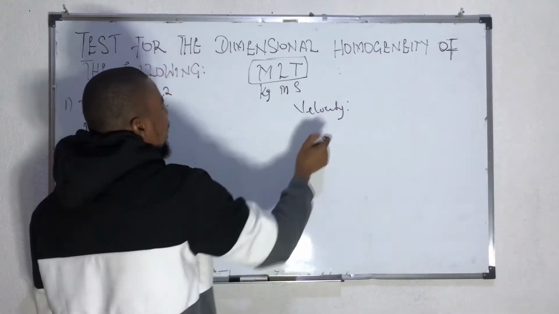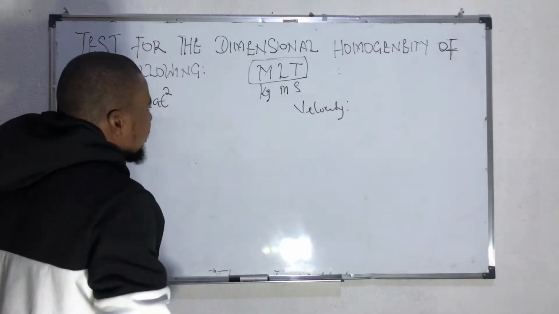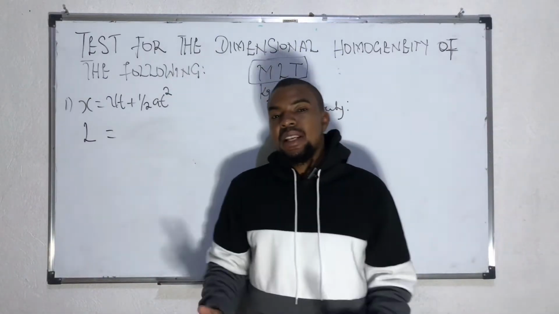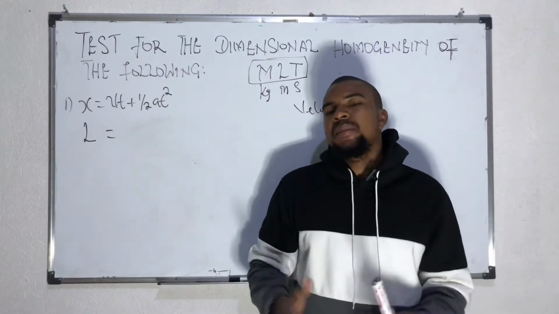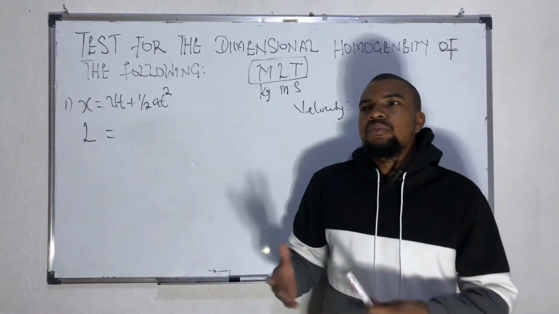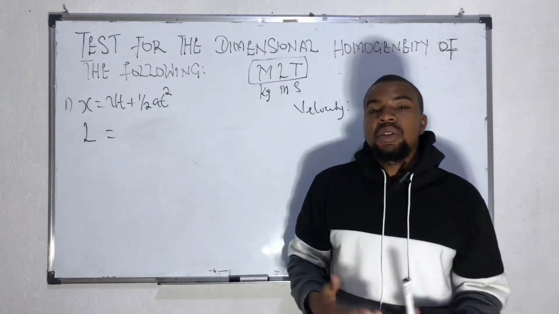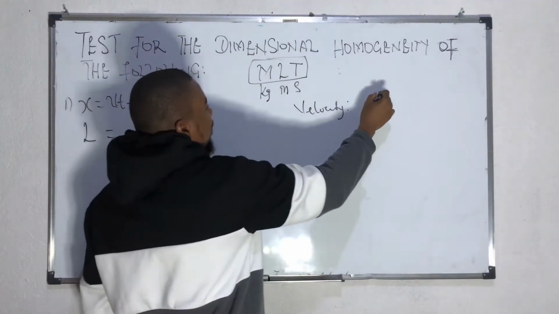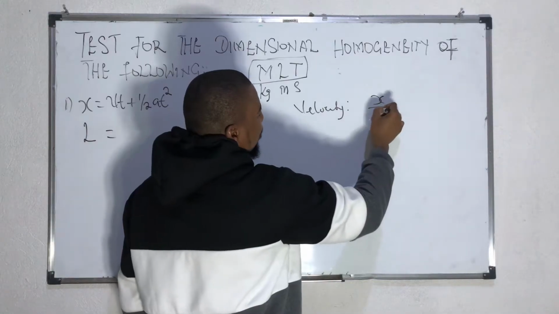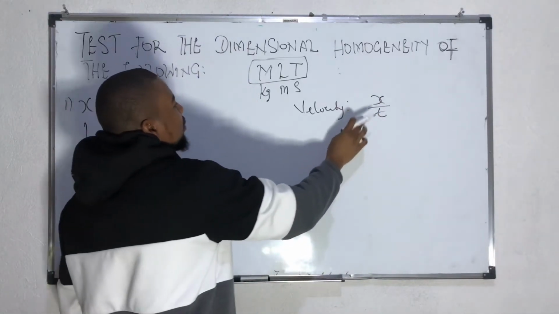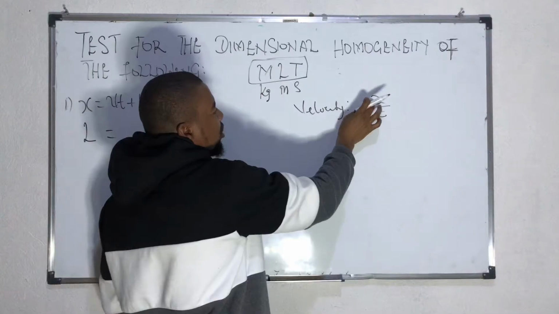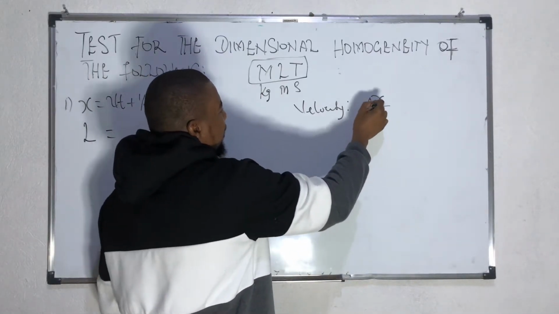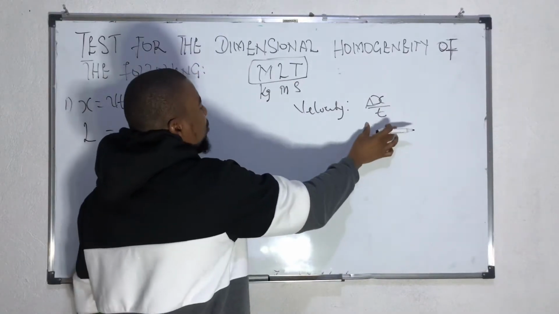Okay. Now, what is velocity? Velocity is simply the rate of change of displacement with respect to time. That's the meaning of velocity. So velocity is the rate of change of displacement with respect to time. Therefore, we can write it this way: x over t, right? So it's the rate of change of displacement with respect to time, or you can also write it as delta x, change in x, over t.